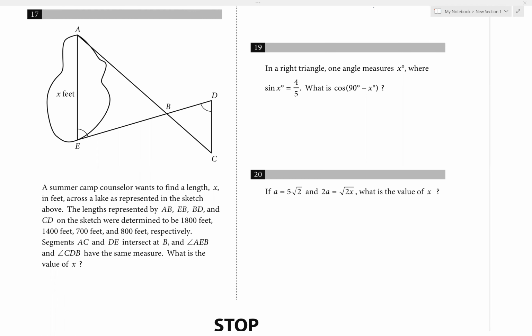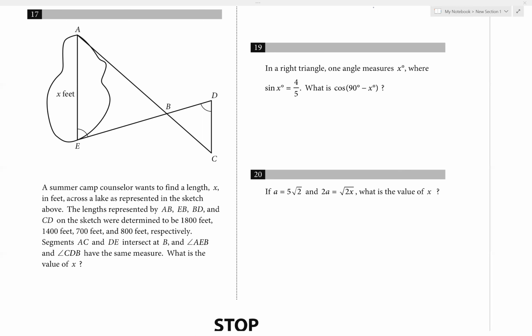And number 17, we have a summer camp counselor who wants to find the length x in feet across a lake, as represented in the sketch above. The lengths represented by AB, EB, BD, and CD on the sketch were determined to be 1,800 feet, 1,400 feet, 700 feet, and 800 feet, respectively. Segment AC and DE intersect at B, and angle AEB and angle CDB have the same measure. What is the value of x?